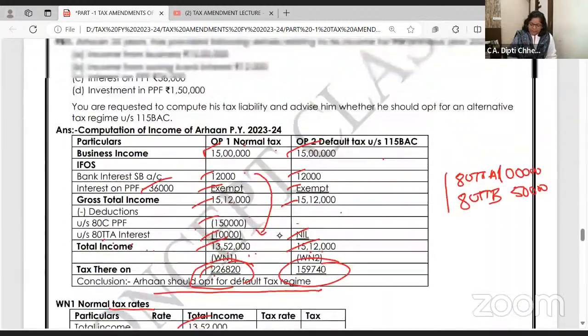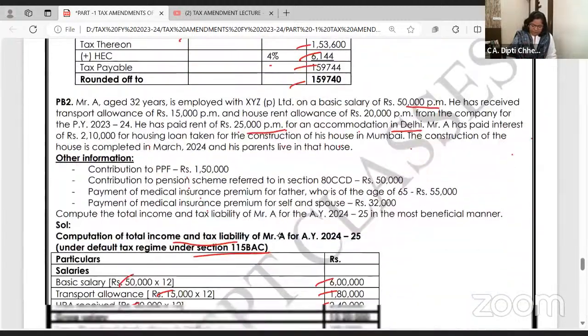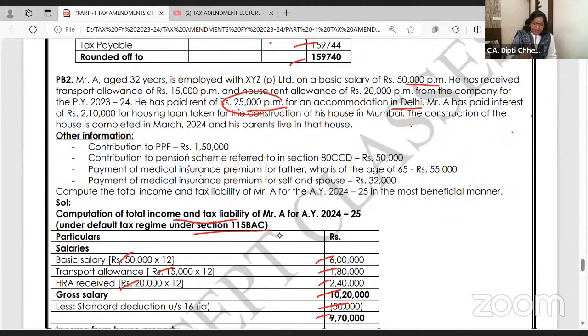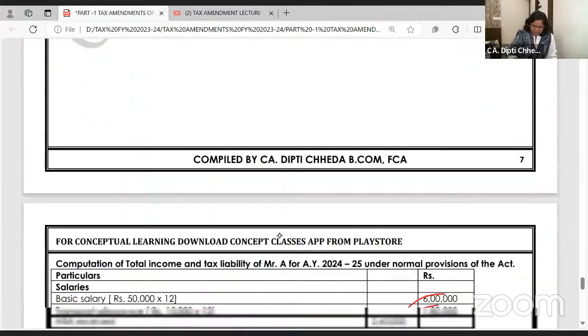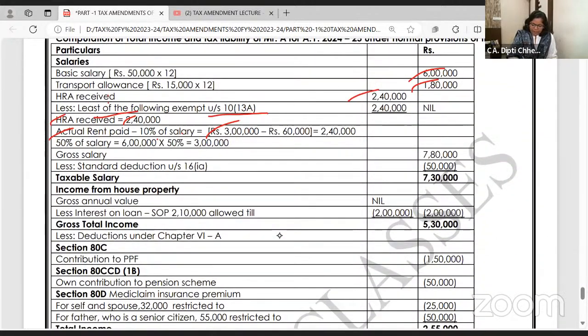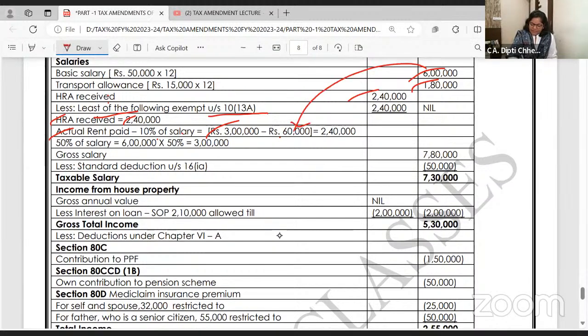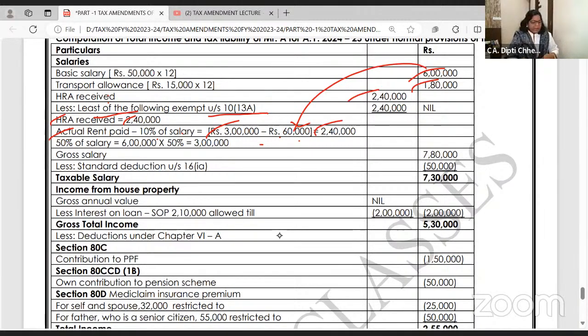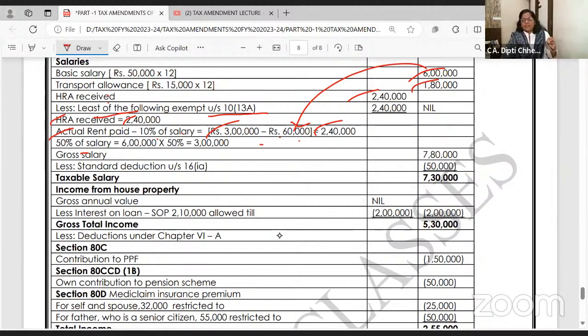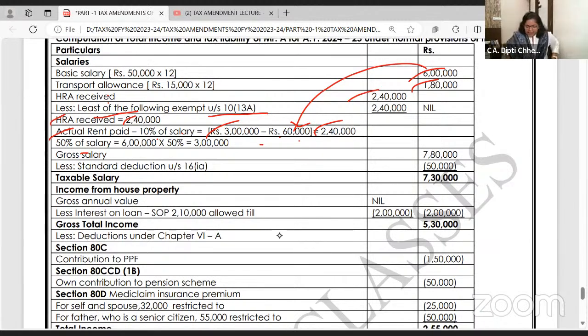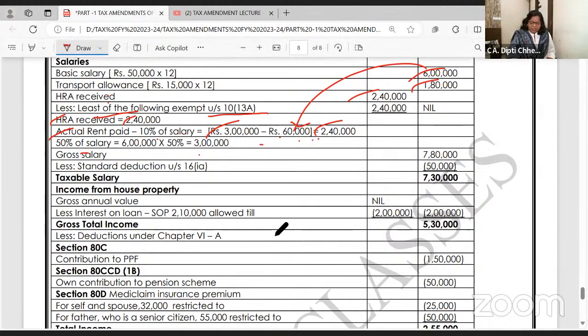आपको बताया ना per month rent कितना पे किया था उसने. He is paying a rent of 25,000. So 25,000 into 12, 3 lakh rupees is the rent paid, minus 10% of the salary. So actual HRA received, rent paid minus 10% of salary, or 50% of salary. Why 50%? Because he's in Delhi. Other than metros, it's 40%. So least is exempt. So least is 2,40,000.